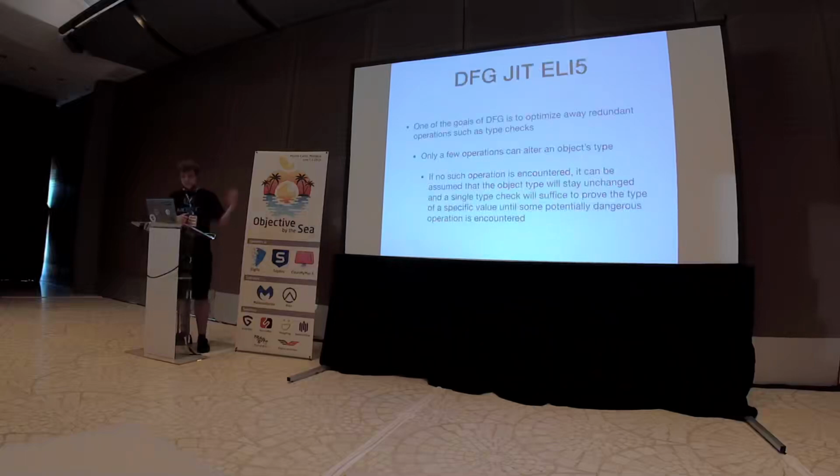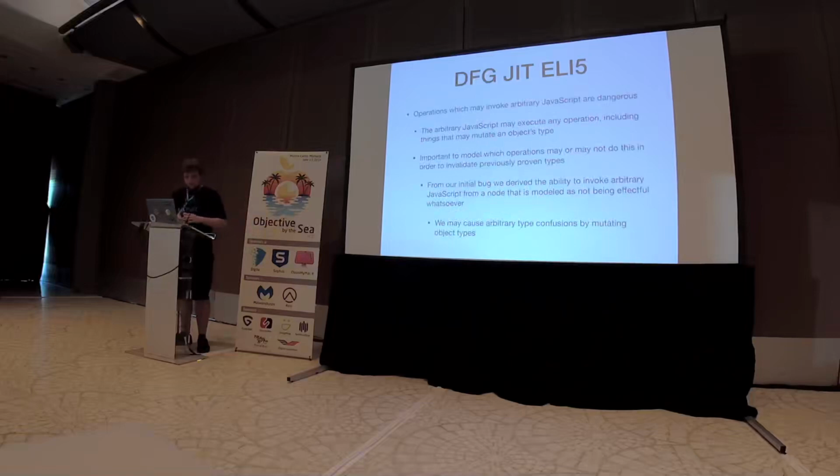So this is significant again because DFG tries to optimize away redundant type checks, given that only a few operations can actually change an object's type. And if none of those operations is ever encountered, it can be assumed that the object type is still unchanged and another type check is not necessary. And yes, this is kind of redundant, but by mutating object types, you can cause arbitrary type confusion.